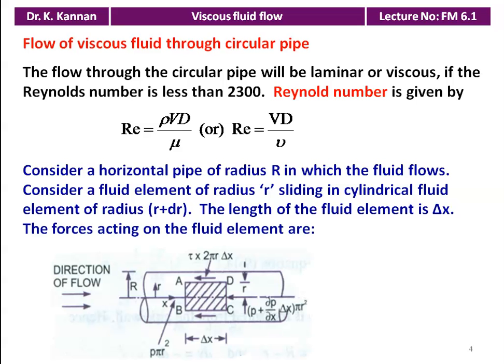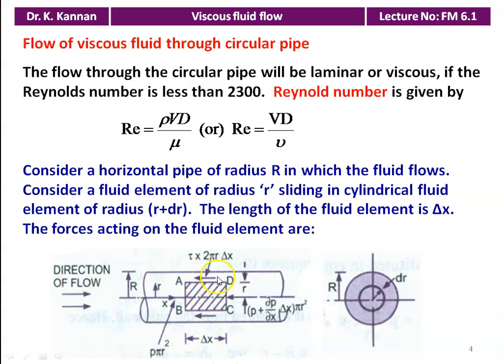Consider a horizontal pipe of radius R, capital R, from the center, through which the fluid is flowing. Consider the fluid element at a radius r, a cylindrical fluid element of radius r plus dr. The length of the fluid element is delta x. The forces acting on the fluid element are shown here. So, we consider the small fluid element of radius r. From the center we are measuring the radius r and the thickness dr. The length of the fluid element is delta x, shown here as delta x.